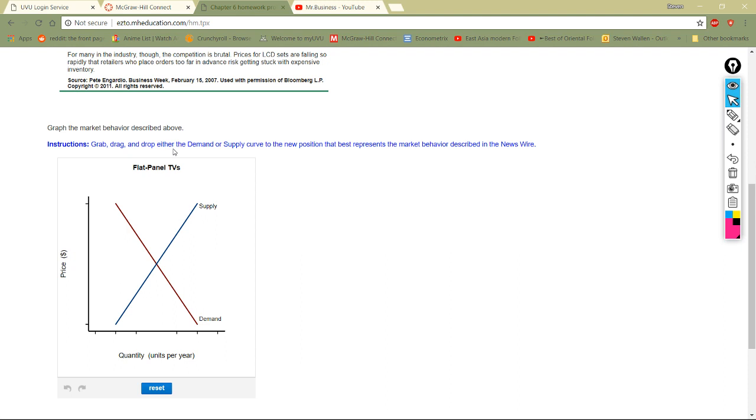What's going to happen? Grab and drag and drop either the demand or supply curve to best represent the new behavior in the Newswire. So if they're here, and more people are entering the industry because of how lucrative it is, they're going to move it to here, right?